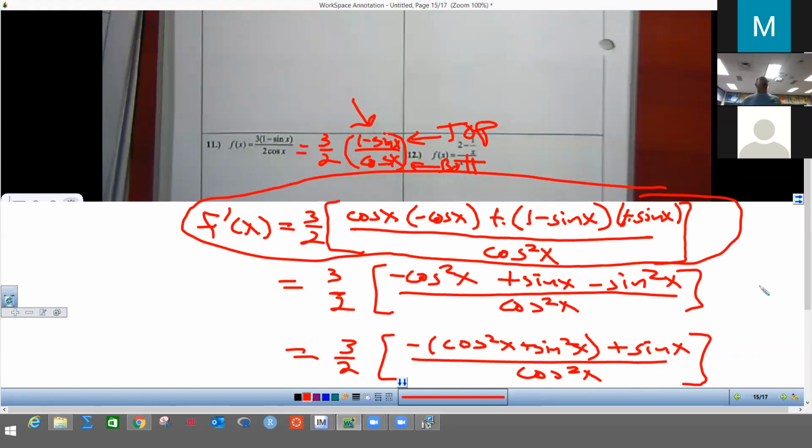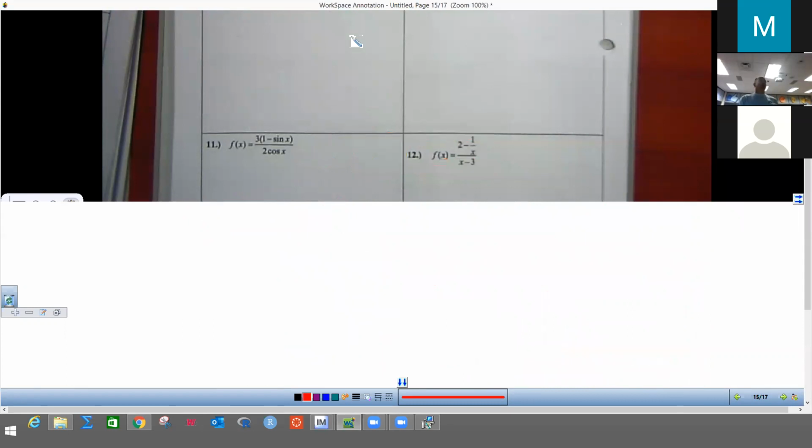All right, I've also got number 12, so I'm going to do 12, and then we'll go from there. Okay, this is a complex fraction. I would never do a derivative when it's still in complex fraction form, so I'm going to get rid of the complex fraction, just like we did when we did the limit stuff. So I'm going to distribute x in the top, and I would get 2x minus 1. I distribute x in the bottom, and I will get x squared minus 3x.